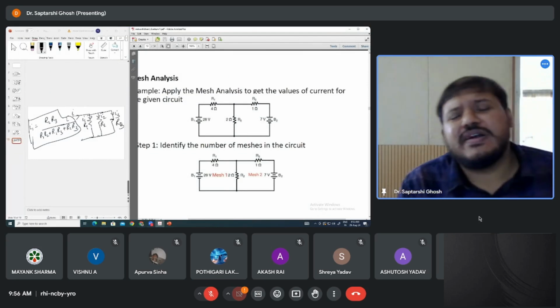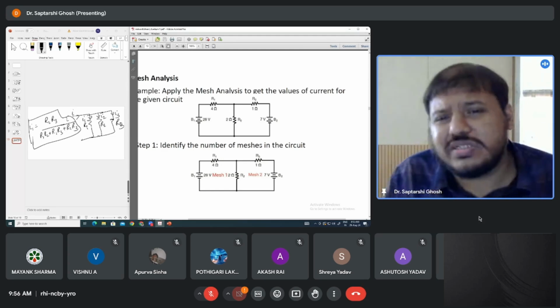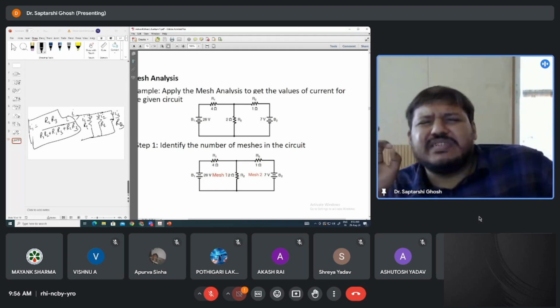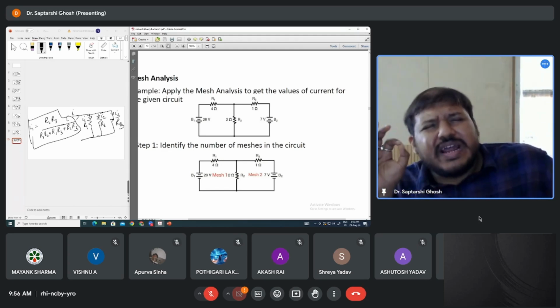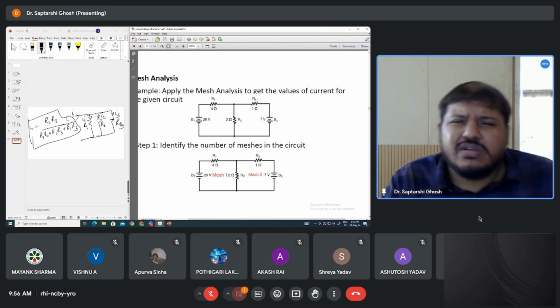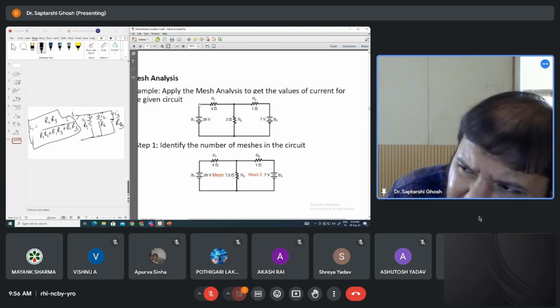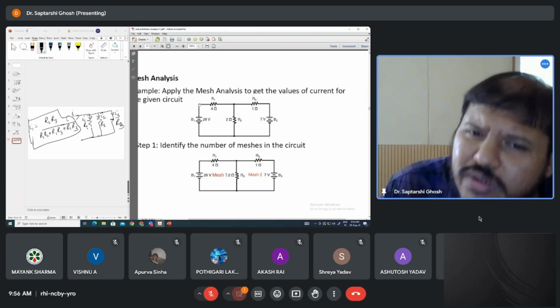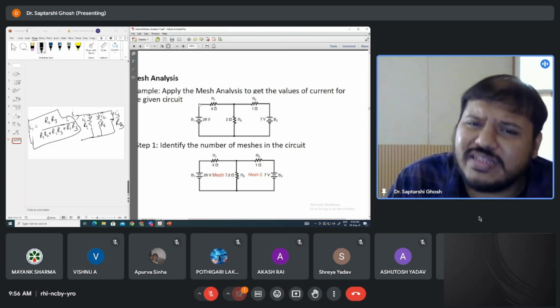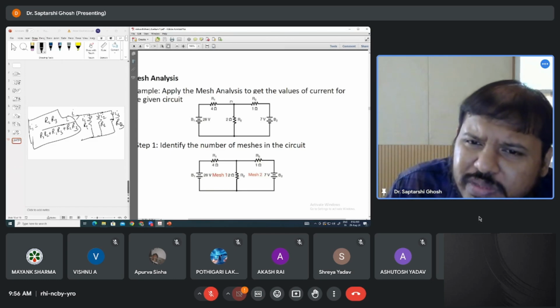So let us first find out what the nodes are. Going to the basic definition, a node is an interconnection of two or more elements. This is an active element, battery B1, and this is a resistance. These are interconnected here, so definitely this is a node. Two elements interconnected, so this is the first node.